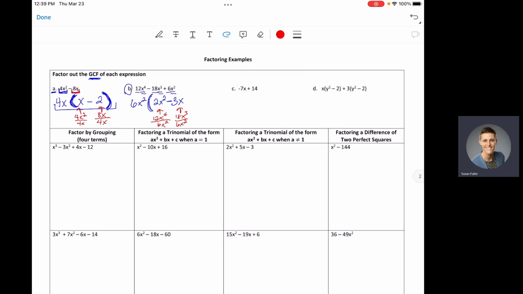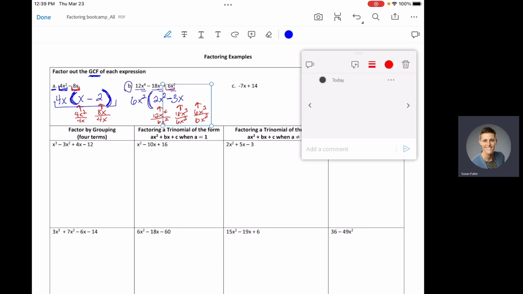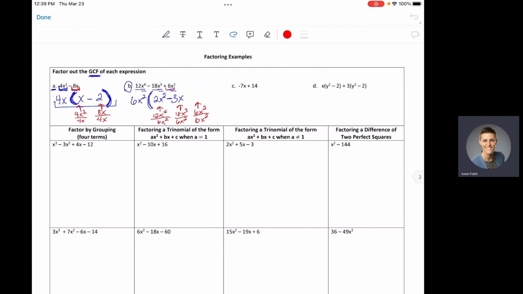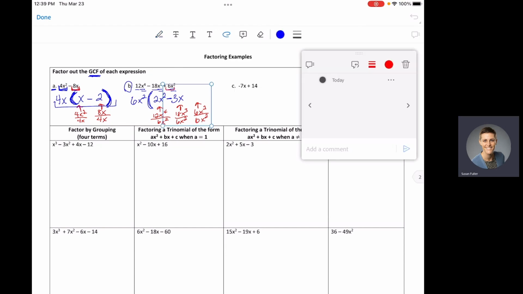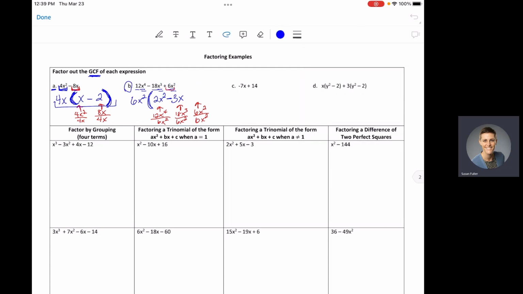And finally, we have to go to our last term here, and we're going to do 6x squared divided by our GCF of 6x squared. And when we divide those two, 6 divided by 6 is 1. X squared divided by x squared is also 1. So all we have left in here is plus 1. And so we factored out our GCF of 6x squared, and inside this quantity, we have 2x squared minus 3x plus 1.